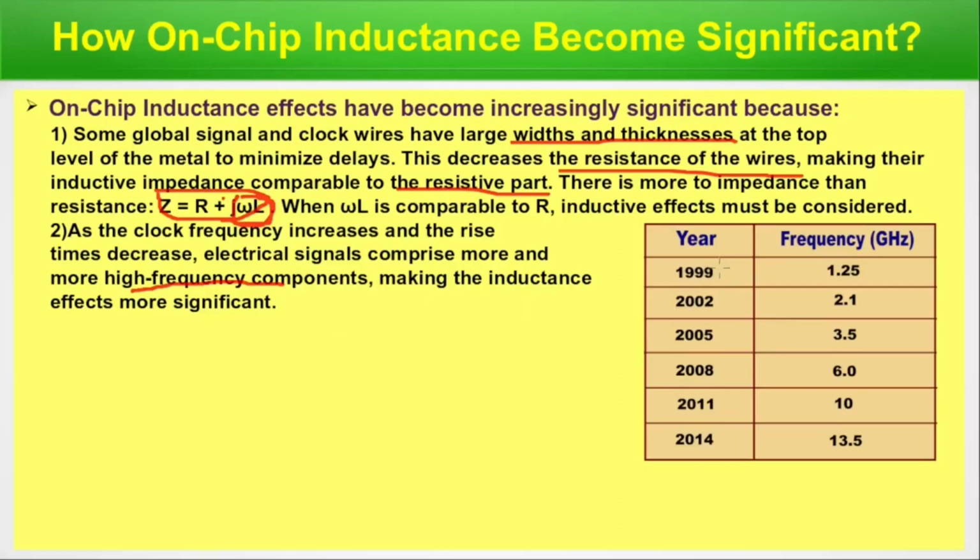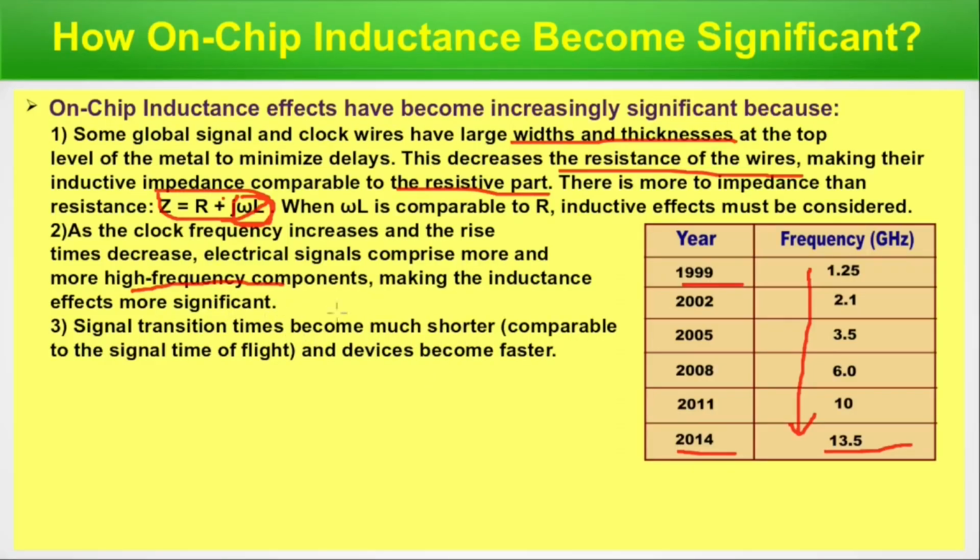And this is a table. It's showing over the years how frequency has increased from 1.25 gigahertz in 1999 to 13.5 gigahertz in 2014. Signal transition times become shorter, comparable to the signal time of flight, and devices become faster. So speed has increased, device dimensions have become smaller, their switching speed has increased, so devices become faster and signal transition is becoming faster.